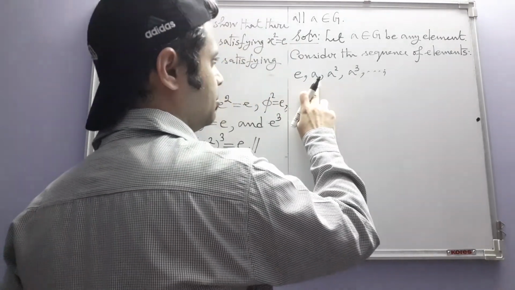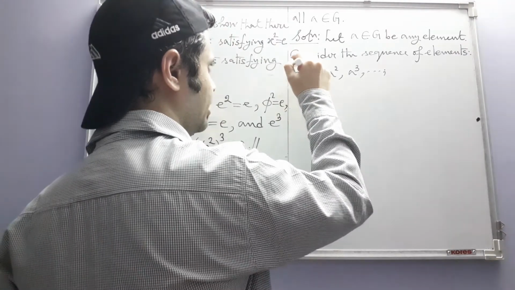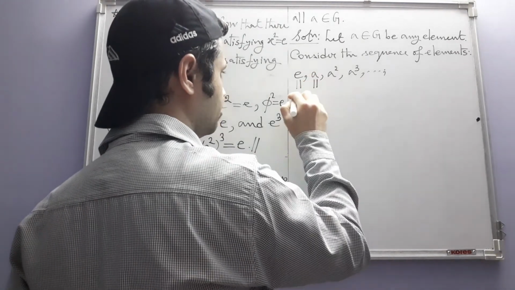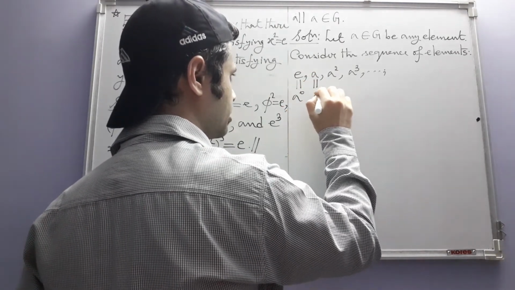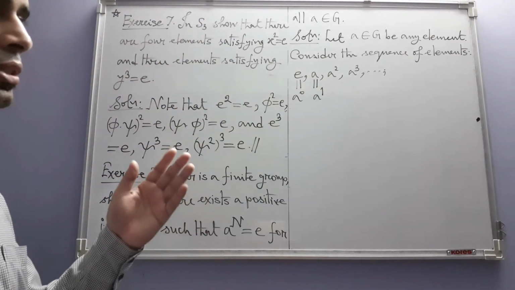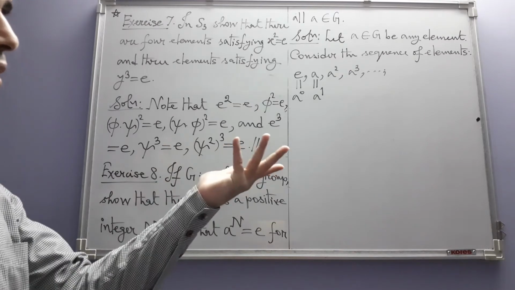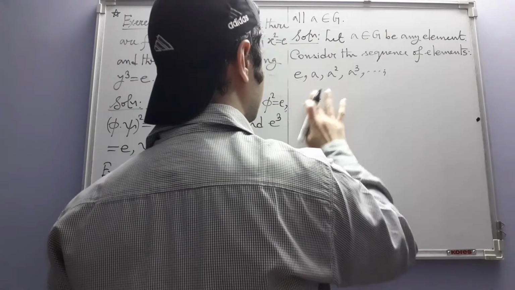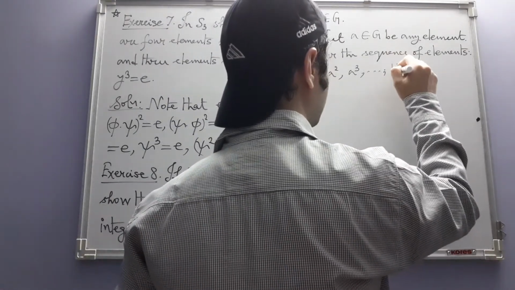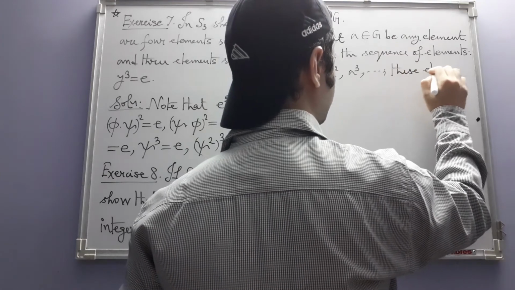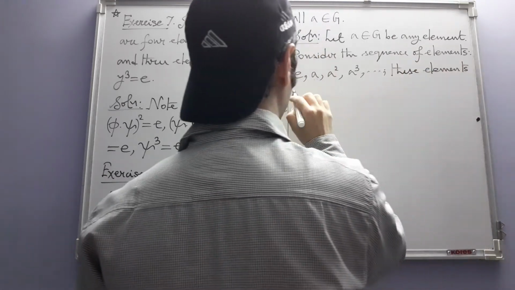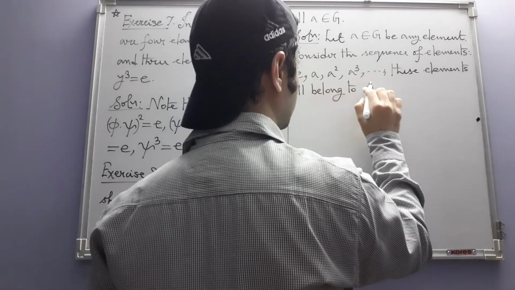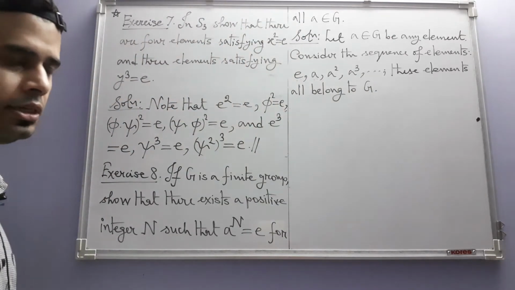If you look at these elements from the definition of integral powers of elements in a group, this is A to the power 0 and this is A to the power 1. Now because G is closed, all of these elements must belong to G.